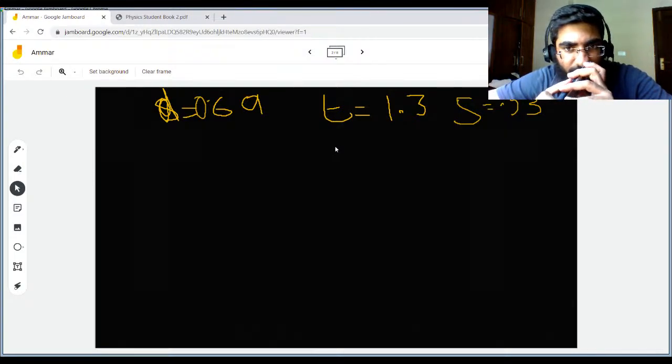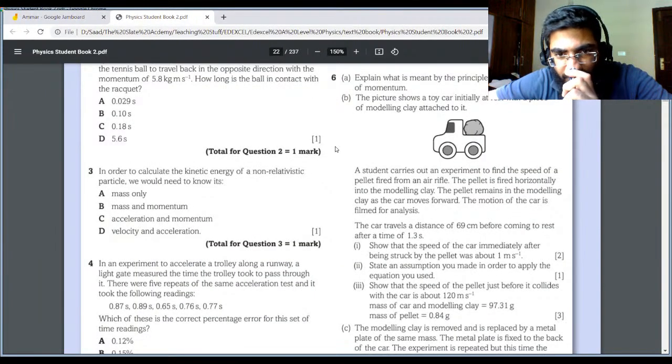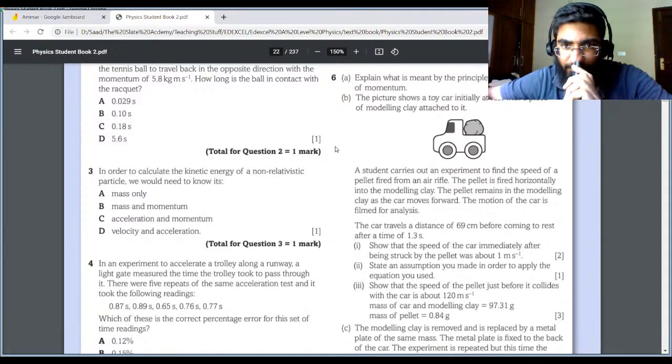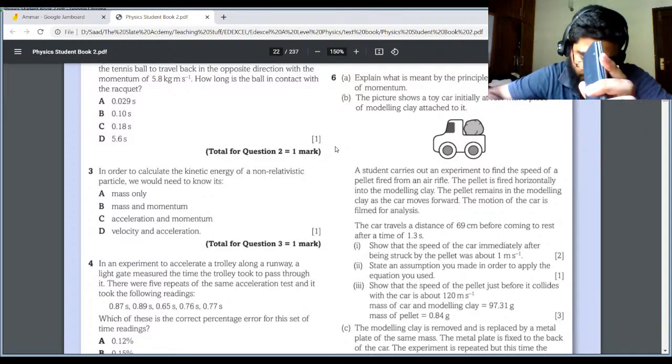Next, we have to show v. I didn't even show that the speed of the car immediately after being struck by the pellet is about 1. So v. This is average velocity. This formula, speed is equal to distance by time, gives you average velocity.